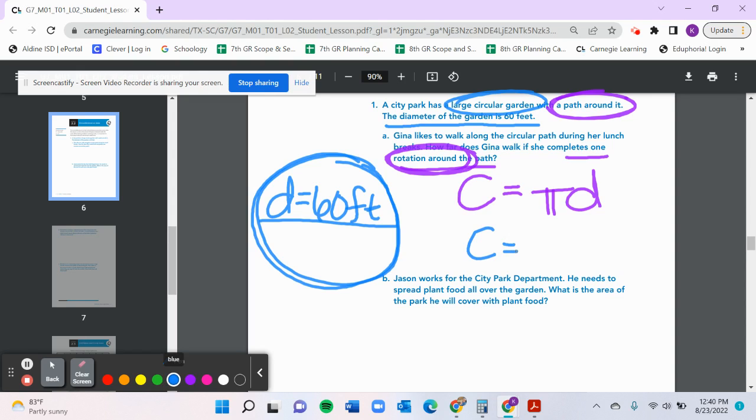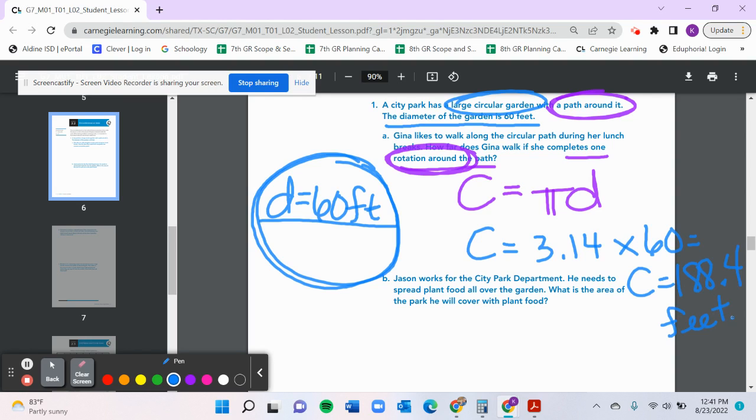And we're going to fill in what we know. So pi, I know, is 3.14, and the diameter we know is 60 feet. The answer that you should have got when you solved is the circumference is equal to 188.4 feet. Just like that.